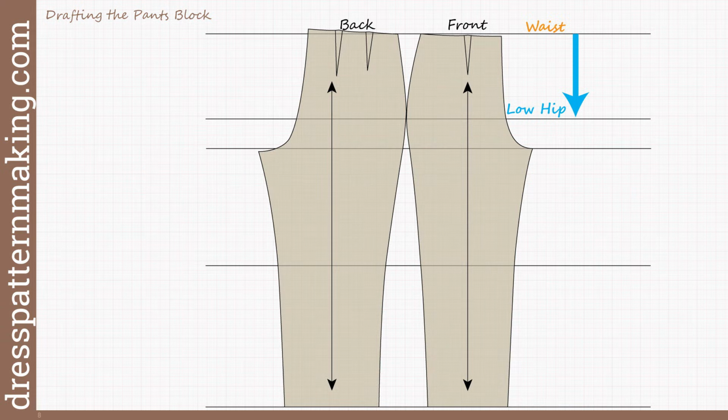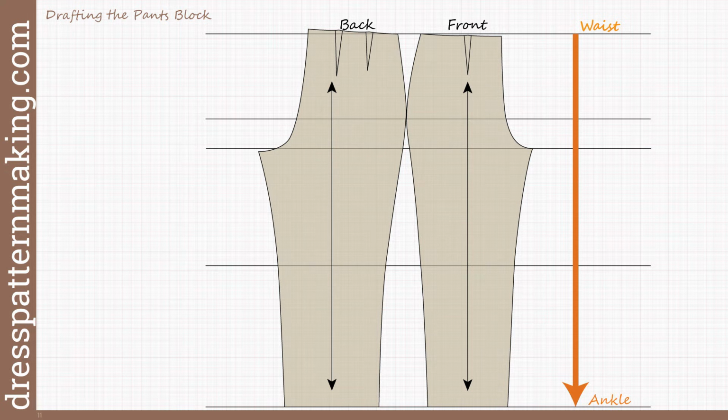First, we'll cover the common length measurements. Pant block making instructions will often use 4 or 5 length measurements, that is vertical measurements down the length of your body. Firstly is waist to low hip. Secondly is the waist to the crotch level, which is also called the crotch depth. Waist to knee, which is the middle of the knee. And lastly, waist to ankle. You could alternatively do waist to floor, but we're going to do waist to ankle.